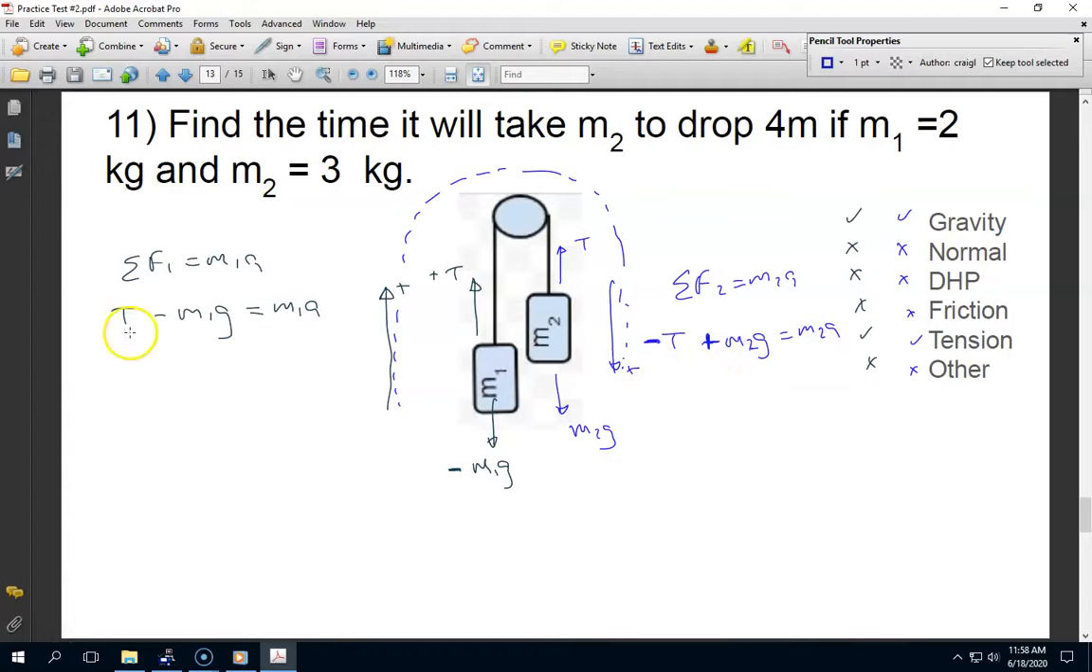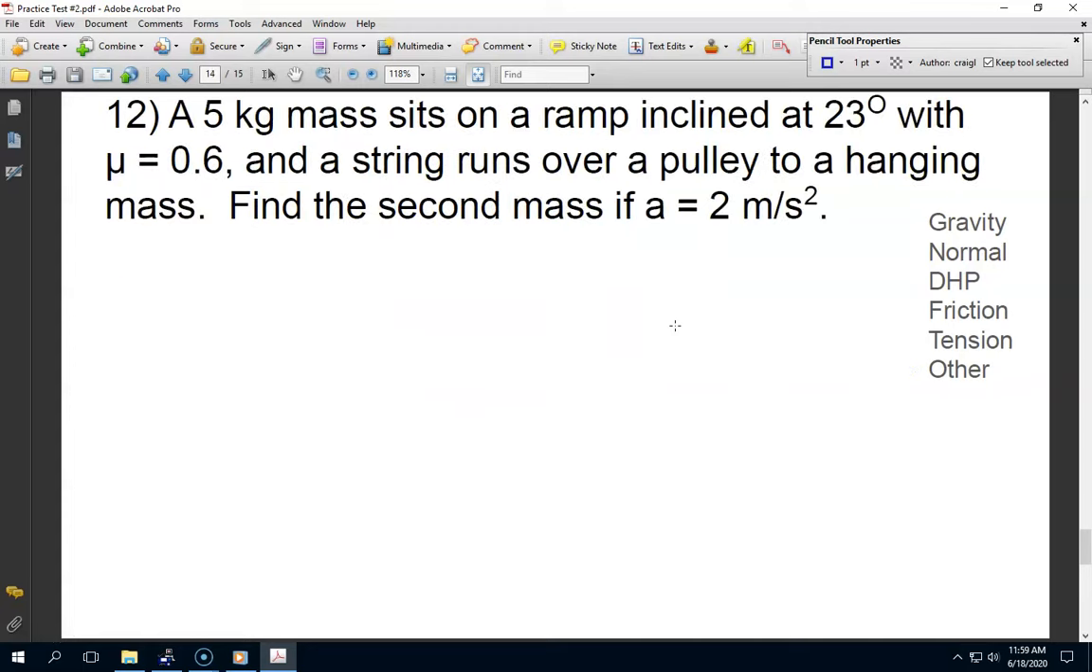Again, safety check. I got a positive T here and a negative T there. The T's are going to cancel out. It's all going to be good. All right? You can finish that one up, I think. But, oh, there is one more.